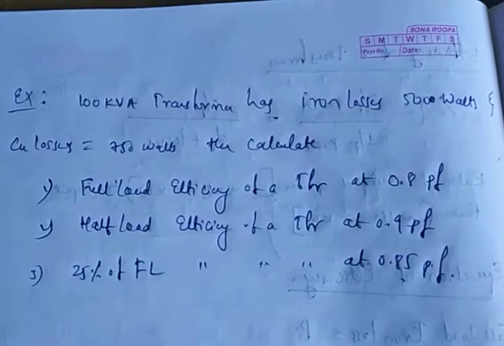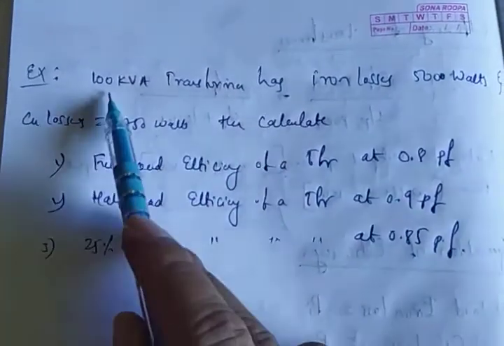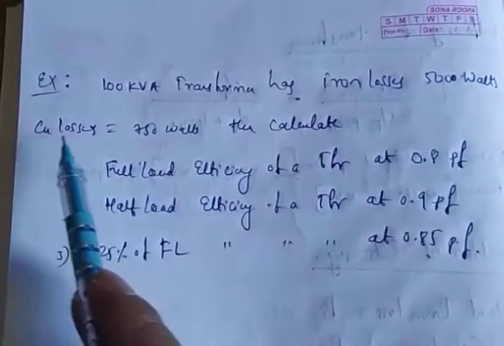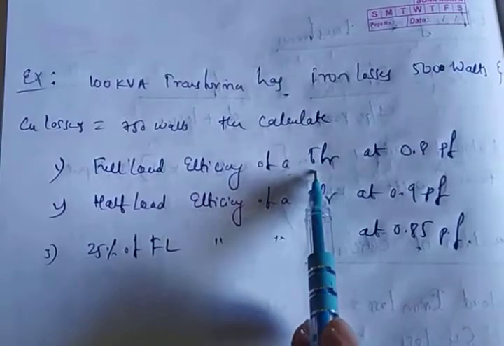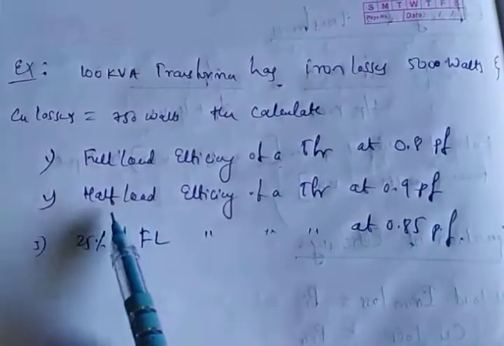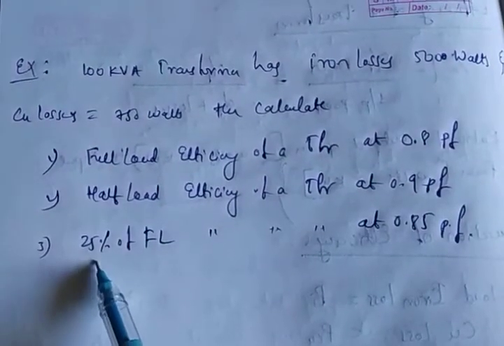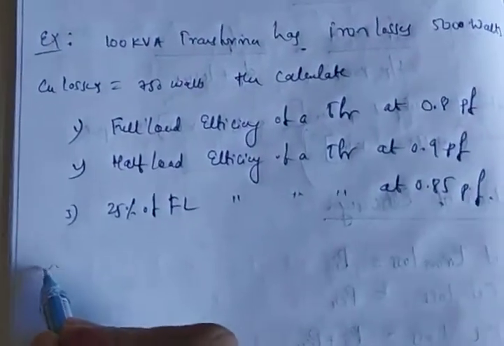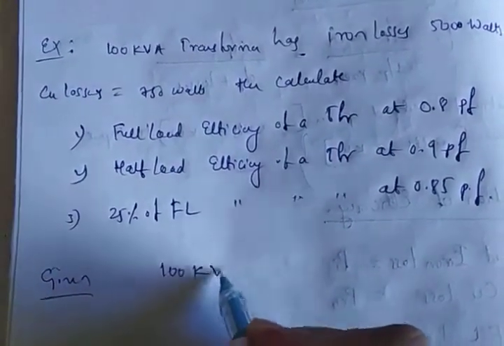To understand the formulas we have discussed so far, I will take a simple example. A 100 kVA transformer has iron losses of 500 watts and copper losses of 750 watts. Calculate the full load efficiency of the transformer at 0.8 power factor, the half load efficiency at 0.9 power factor, and the 25% of full load efficiency at 0.85 power factor. Let us take it very simply. The given data is that the kVA rating of the transformer is 100 kVA.